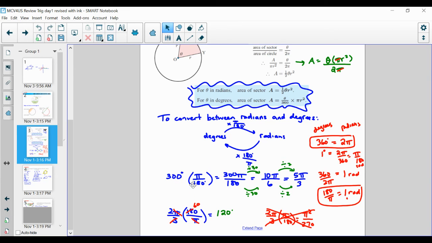If I want to change 300 degrees to radians, I would multiply by pi over 180. I get 300 pi over 180, and I would divide both sides to get to my reduced form, which is 5 pi over 3. If I wanted to change radians to degrees, I would take my radians and multiply by 180 over pi. And that would mean I would cancel out the pi's, and I would simplify the fraction. Remember that if you get confused, if you're multiplying pi by pi and getting pi squared, you're not doing the right thing.